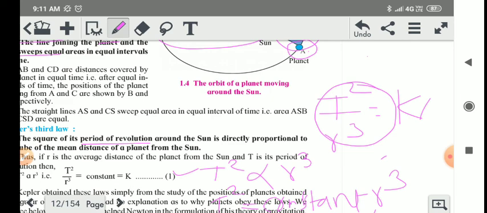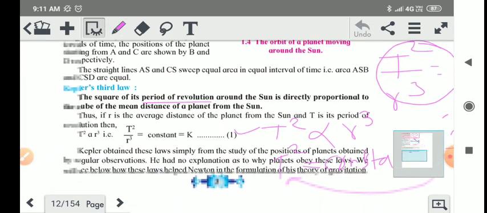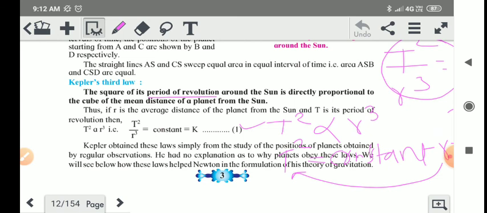So here we studied Kepler's laws. We'll stop here. We'll study the next topic in the next lecture.